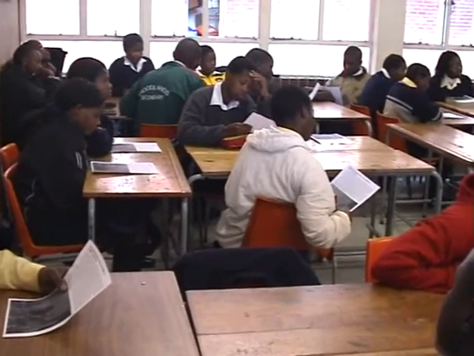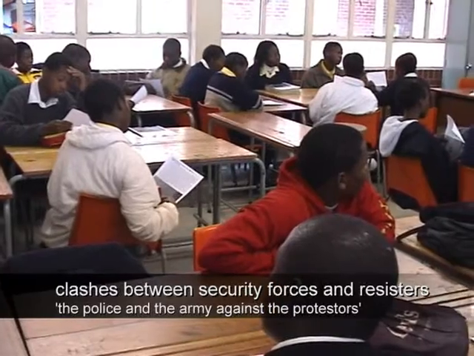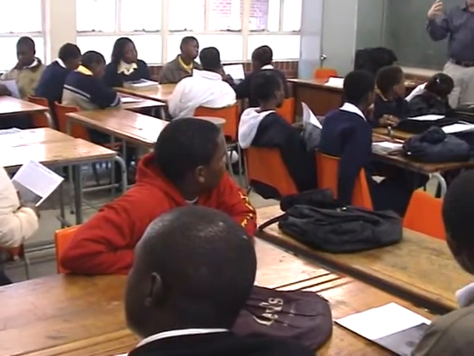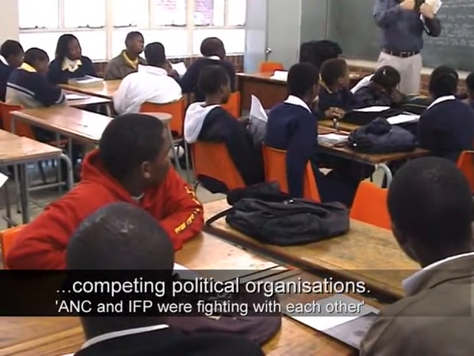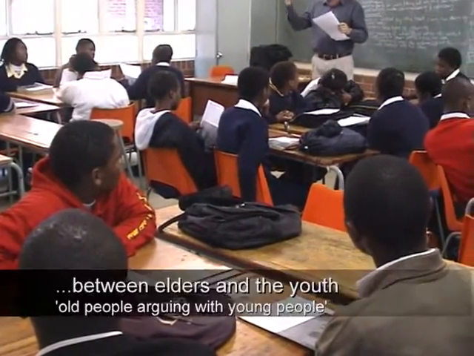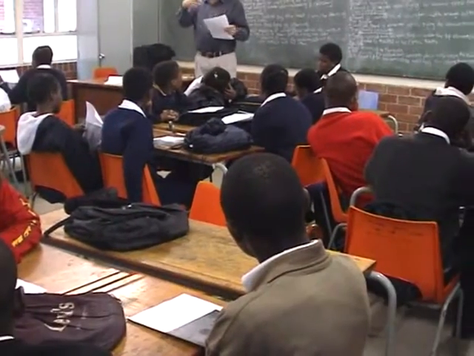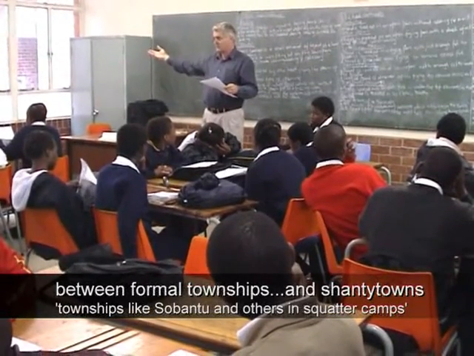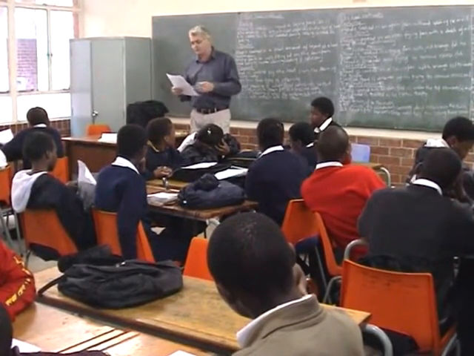On the one hand you had the police and the army against the protesters. On the other hand you had organisations like the ANC and the IFP, and they were fighting with each other, right? And you had old people arguing with young people. And you had people who lived in townships and other people who lived in the squatter camps who had different ideas about what should happen. So there's a lot of sides to it.